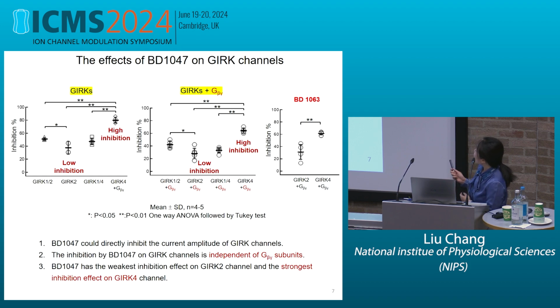We also tried another antagonist of the sigma-1 receptor, called BD1063, and we found it also inhibits the GIRK currents with the same trend on the GIRK4 and GIRK2 channels. But today I won't show you the details of those results. As I mentioned, because BD has the strongest inhibition on GIRK4 and low inhibition on GIRK2, we picked up these two for further study.